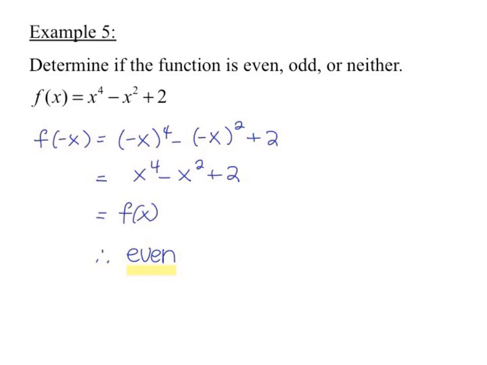So determine if the function is even, odd, or neither. We have x to the 4th minus x squared plus 2. Remember, we're looking to make sure that it matches the original when we're done with our substitution. So we're going to replace all our x's with negative x's. Anything with an even integer for an exponent is going to turn back positive. So we have x to the fourth minus x squared plus 2. That means that it's exactly the same as our original function. So therefore, this little set of 3 dots means therefore it is even.